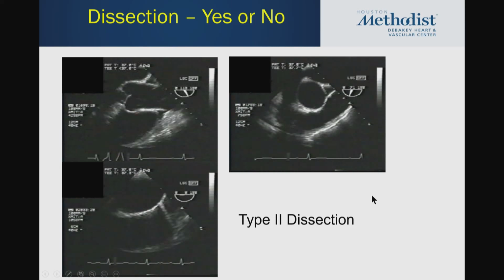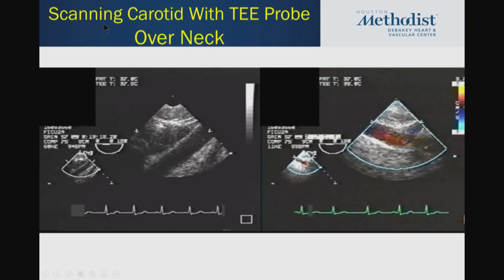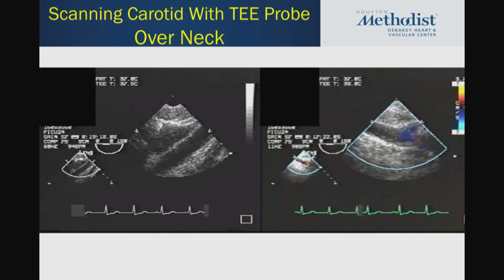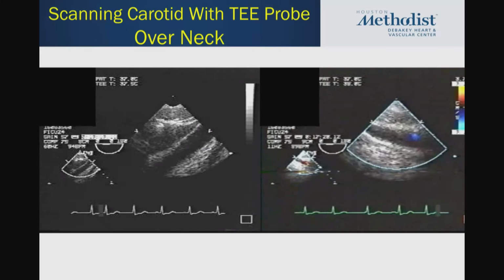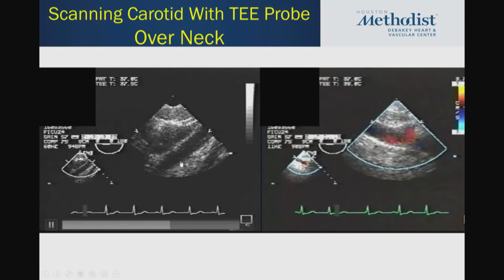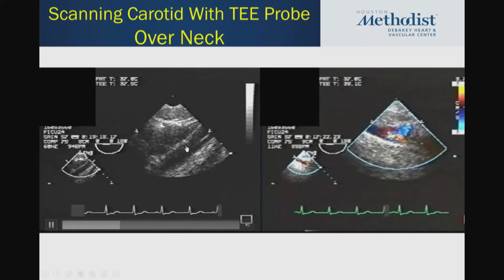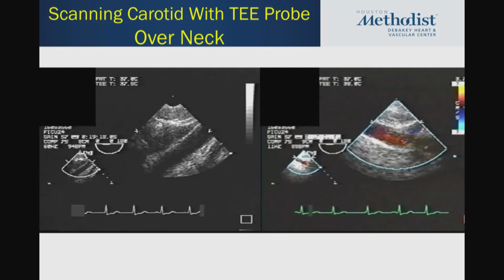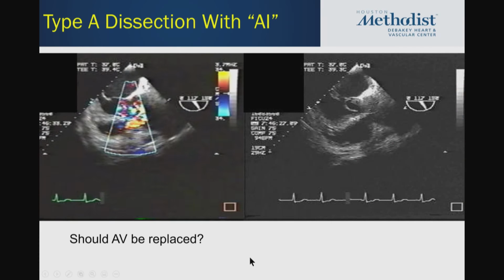A little trick, I've always shown this: once you're done with your TEE, if it's a type 1, if it's a type A, take the probe, clean it, put a little acoustic glue on it, and stick it in the neck. Actually, it gives you a beautiful resolution of the carotid. And you might see the flap has gotten into the carotid. Little trick, put it in your hands, sneak it in here, and roll over the neck, okay? Takes less than a minute.